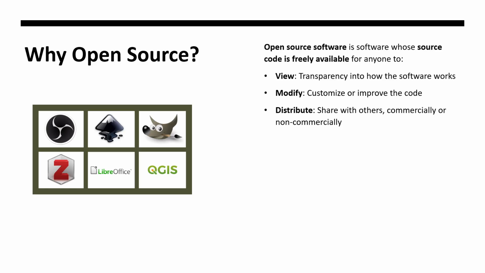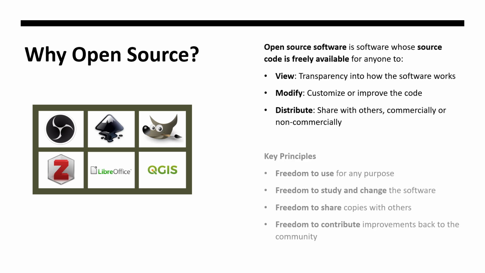These freedoms aren't just technical, they're political. They shift power from vendors to users, from secrecy to scrutiny. Open source is built on four key principles: the freedom to use the software for any purpose, the freedom to study and change how it works, the freedom to share copies with others, and the freedom to contribute improvements back to the community. Together, these principles create a shared infrastructure, one that's transparent, adaptable, and resilient.